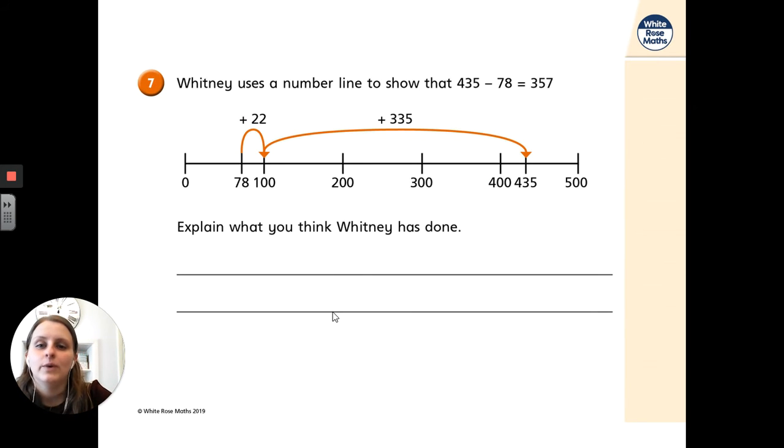Number 7. Whitney uses a number line to show that 435 subtract 78 equals 357. Explain what you think Whitney has done. Have a look at how she's worked this out. What has she done?